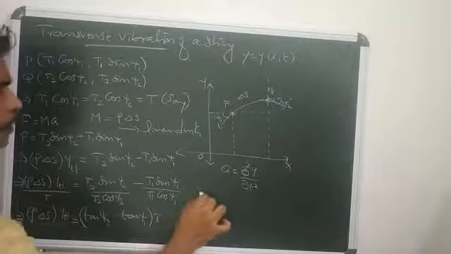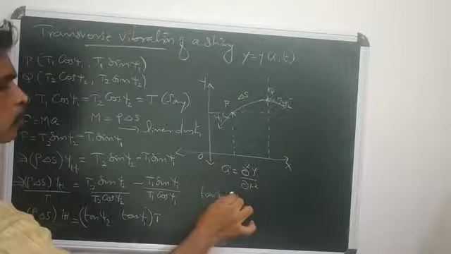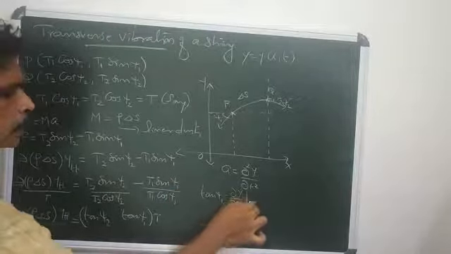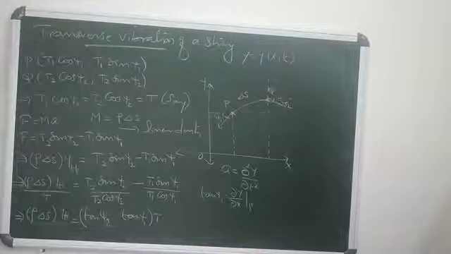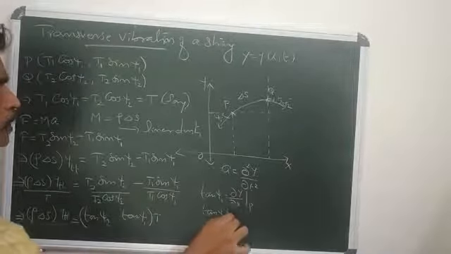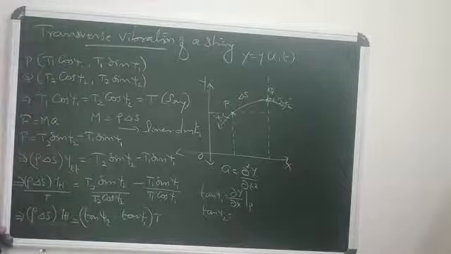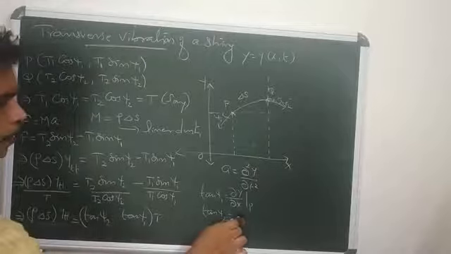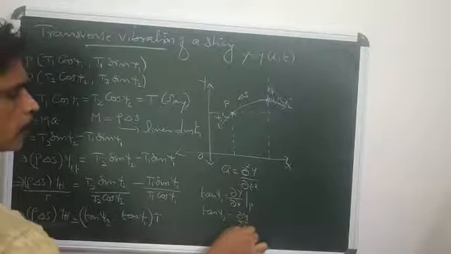So what is tan psi 1? Tan psi 1 means the slope of the string at P, which is del y by del x at P. That is tan psi 1. Similarly, what is tan psi 2? It is the slope of the string at the point Q, so it is del y by del x at Q.